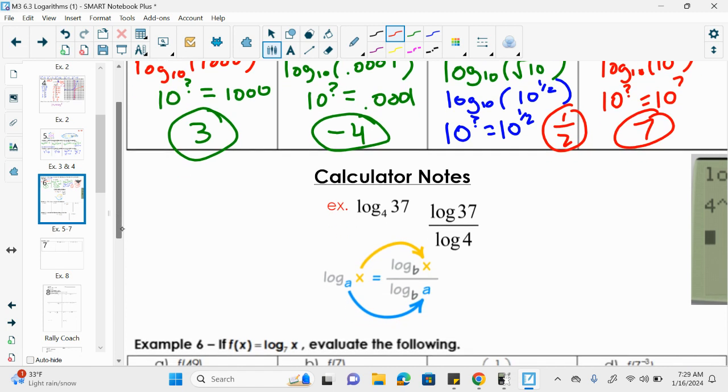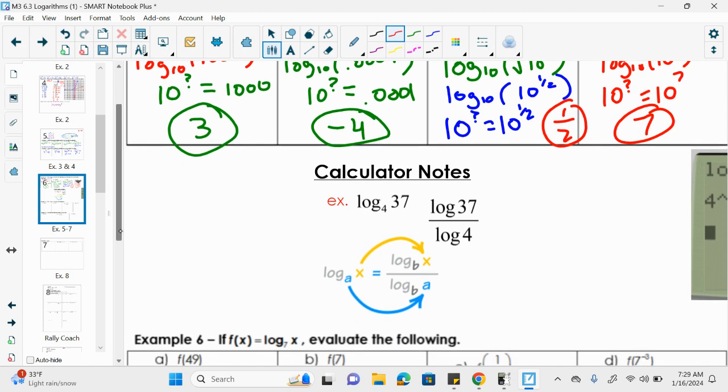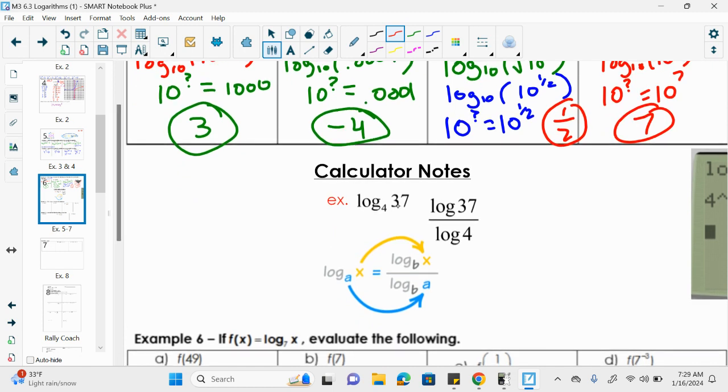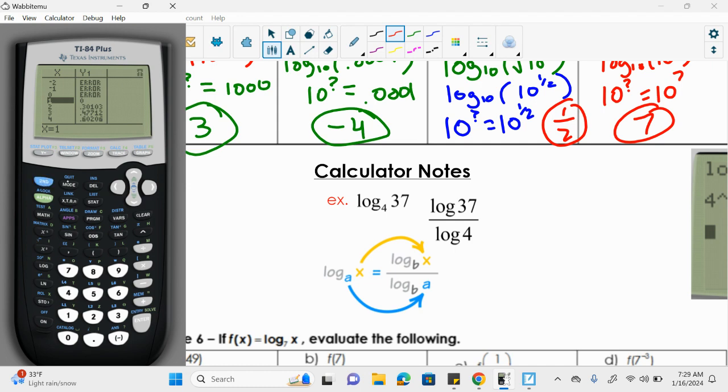So next, some calculator notes. Not everything's going to come out to nice whole numbers. So if it said log base 4 of 37 and we had to evaluate that, basically we're going to take the log of 37 and divide that by the log of 4. So we say log 37 divided by log of 4. We're going to get that answer, because not everything's going to come out to nice whole numbers, the same way that with exponents, we're not always going to have nice whole number answers.